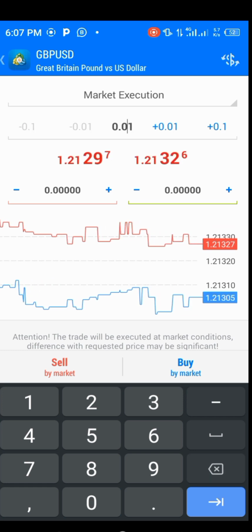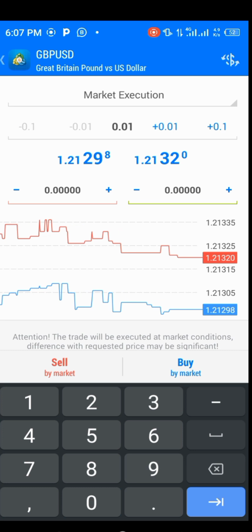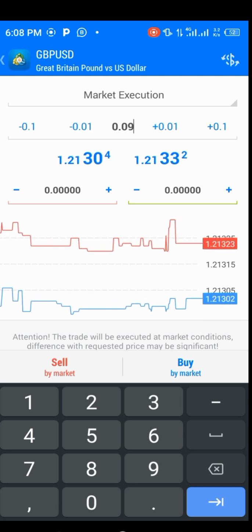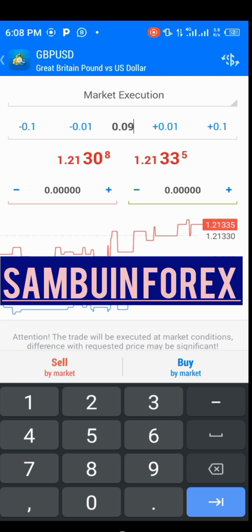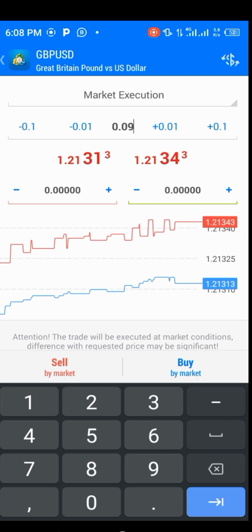And at times, I even go as far as increasing my lot size to 0.05. There was one time I even increased it to 0.9. And when you do this, it's just the fastest way to blow your account. Blowing your account means your account will be wiped out.